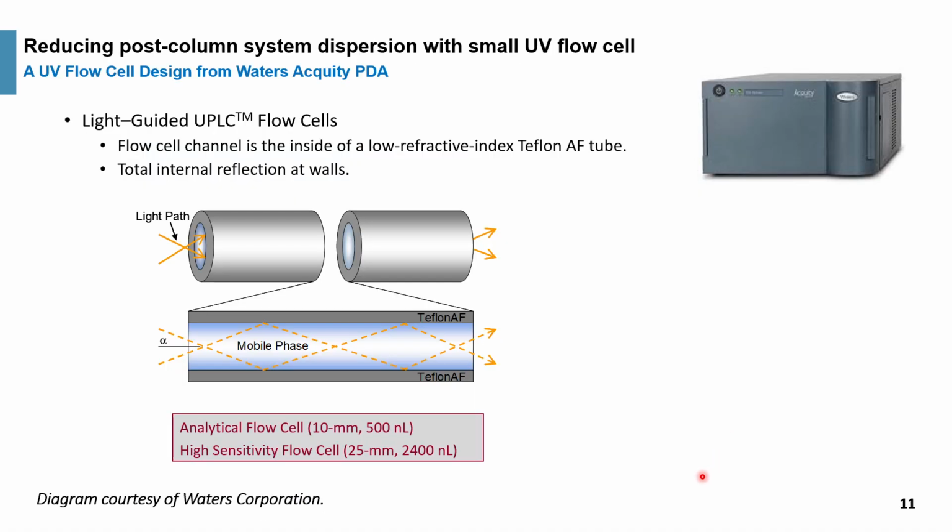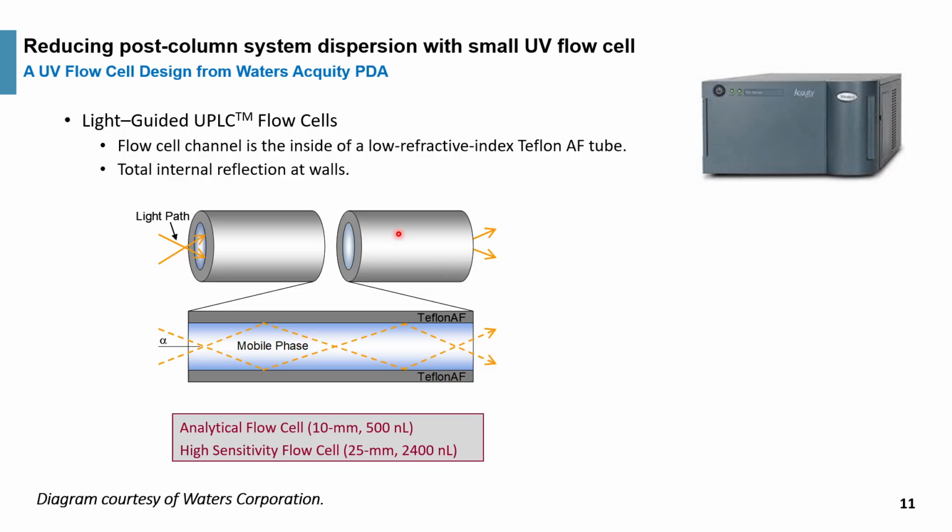Okay, one of the things that allows the instrument vendors to make a system with low bandwidth is the introduction of a very small flow cell. Now, one can make the flow cell small, but it's difficult to make a small flow cell with a long path length, because one requires at least 1 centimeter path length so that sensitivity of the UV absorbance detector would not be reduced.